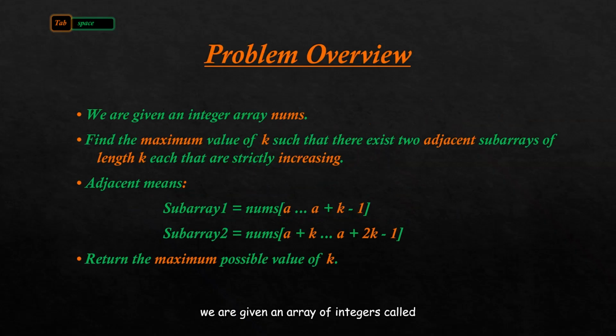We are given an array of integers called nums. Our goal is to find the largest integer k such that there exist two adjacent subarrays, each of length k, and both are strictly increasing. Adjacent means one ends exactly where the other begins. We must return this maximum possible value of k.